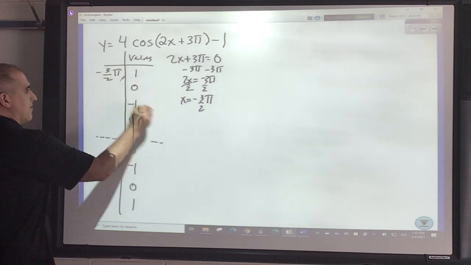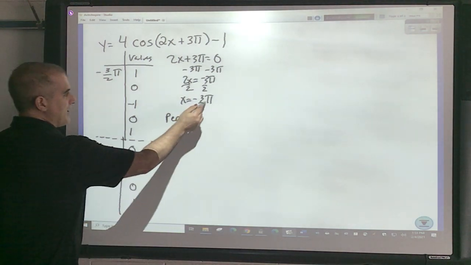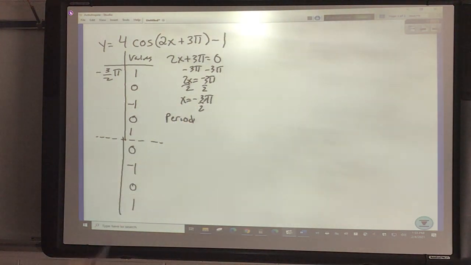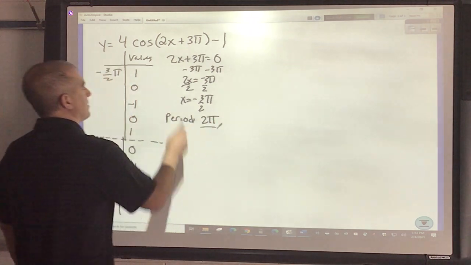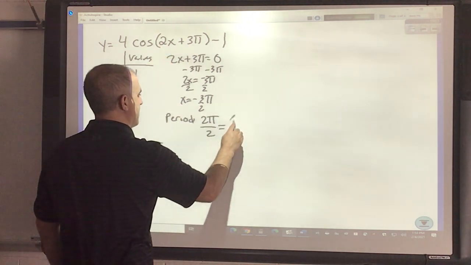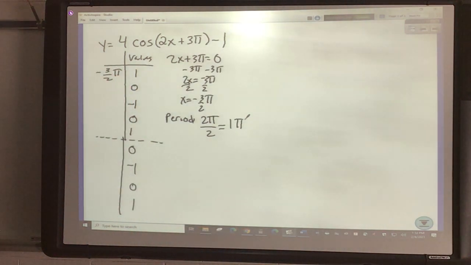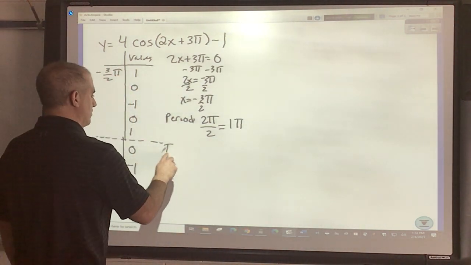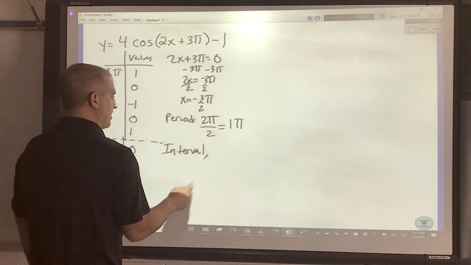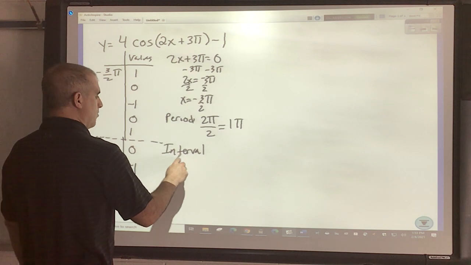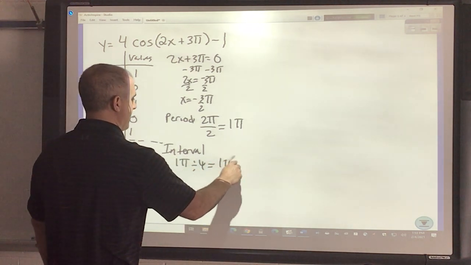Now I want to find the period next. This would also be the phase shift. For my period, I take 2 pi and divide it by the number in front of x, which in this case is 2, which gives me 1 pi. Now I want to find the interval. How do I find the interval? Take my period of 1 pi and divide it by 4, which would be 1 pi over 4.